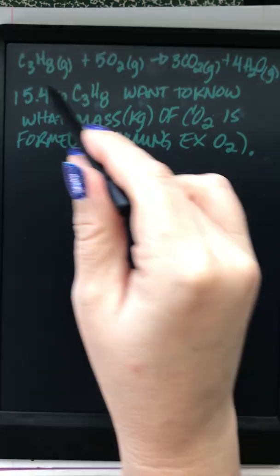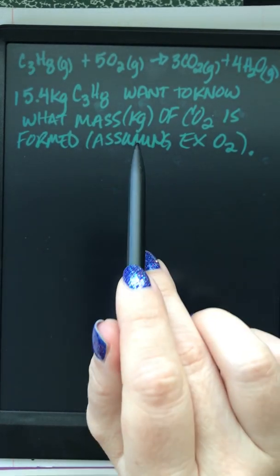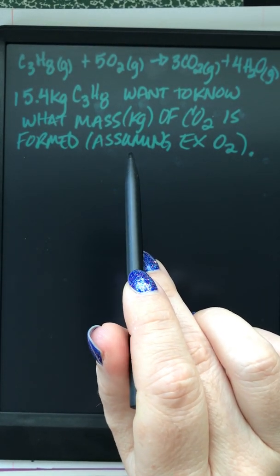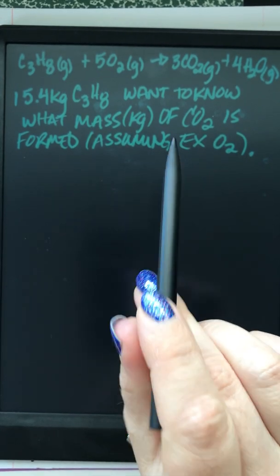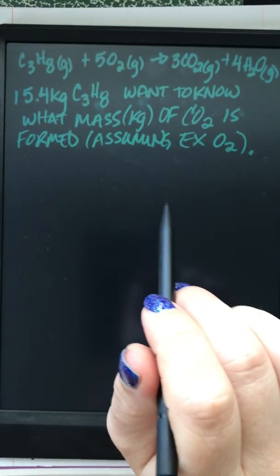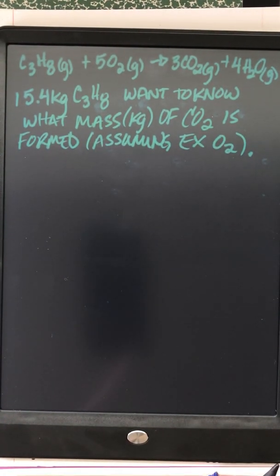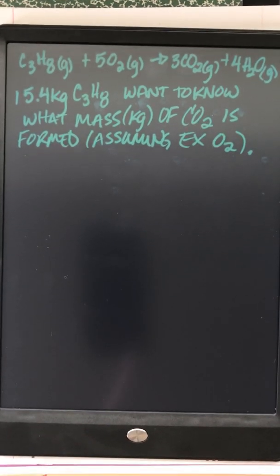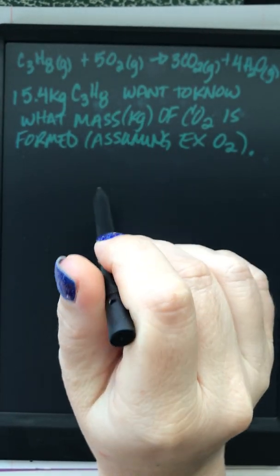So that's a really common assumption that you make with a combustion reaction, because usually combustion reactions are taking place in open air, which means there's plenty of oxygen. There's no limiting oxygen there, right? But does that make sense in terms of why that part of the problem is there? Yeah. Cool. Because without that, you wouldn't be able to assume that all of this is going to react. Okay?